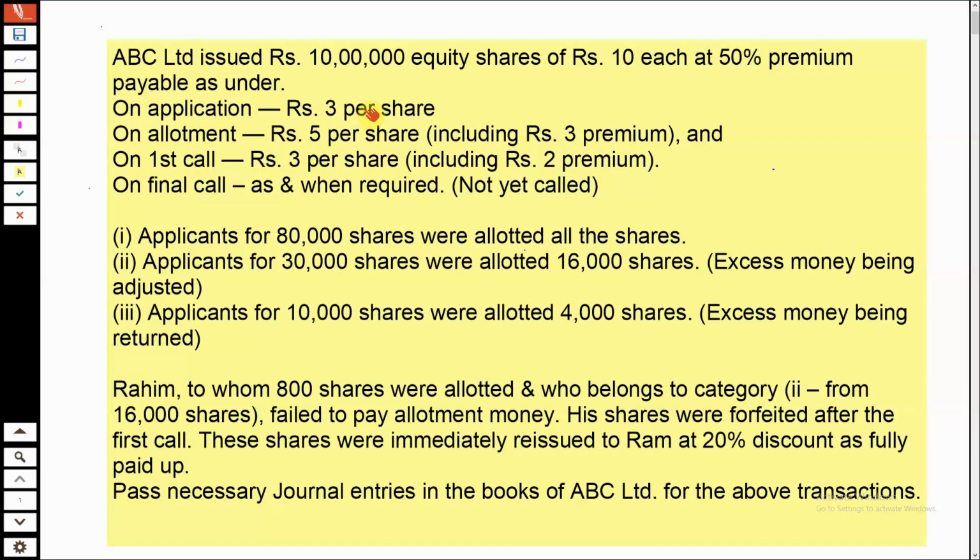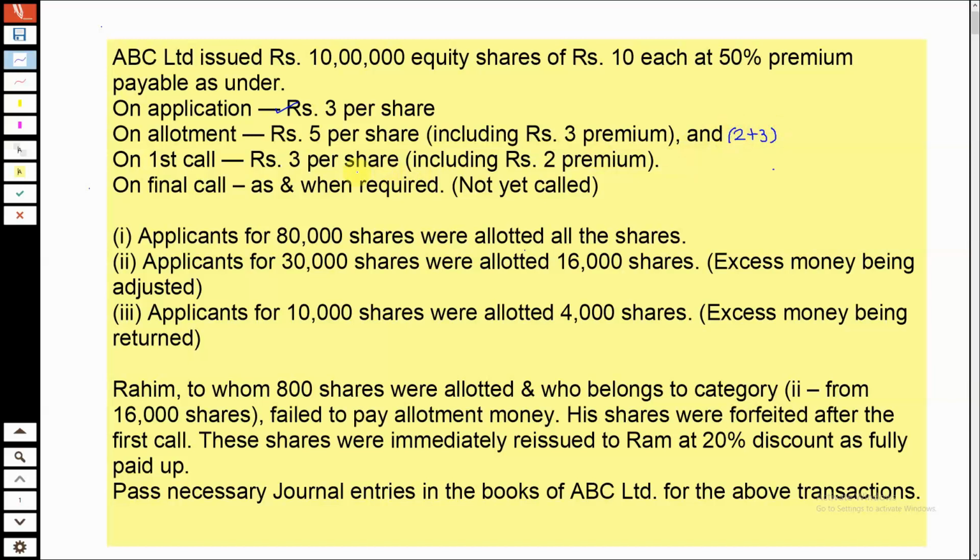So look here, on application they have given 3 per share, so that is correct. Now on allotment they are saying 5 rupees including 3 premium. So here we should be clear that in this 5 rupees, 2 is the face value and 3 is the premium. So I am writing here 2 plus 3, 2 is face value and 3 is premium.